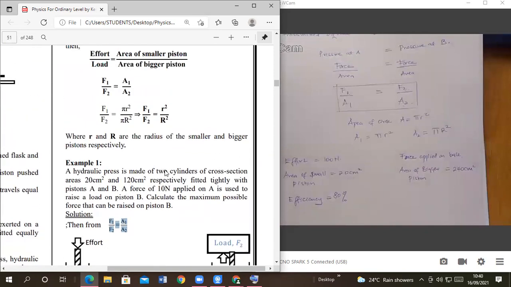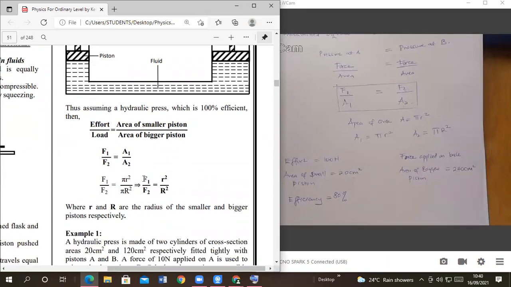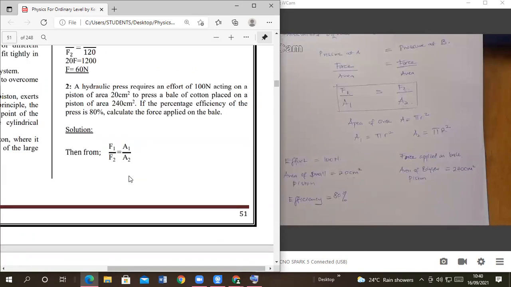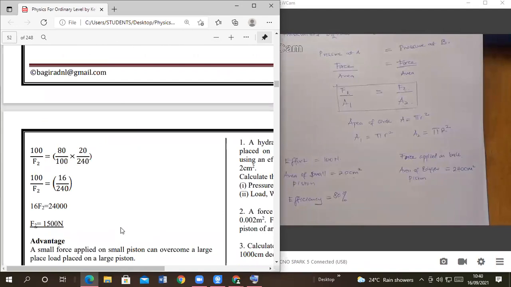So I want you to remember very well that the pressure that is applied this side is the pressure that is transmitted this side. And for us to use this formula here, we assume that the hydraulic press is working at 100%. So if the hydraulic press is working at 100%, then we can use this formula here. So let us see what if the hydraulic press is not working at 100% and they have said it is working at 80%. What would be the value of F2?